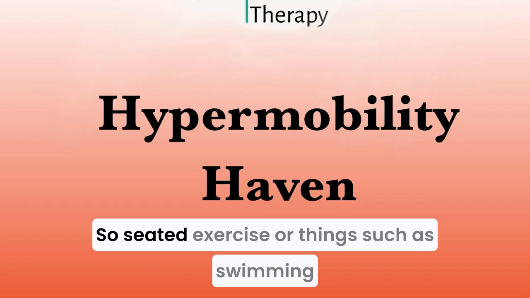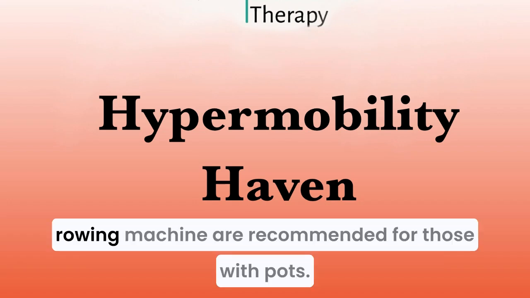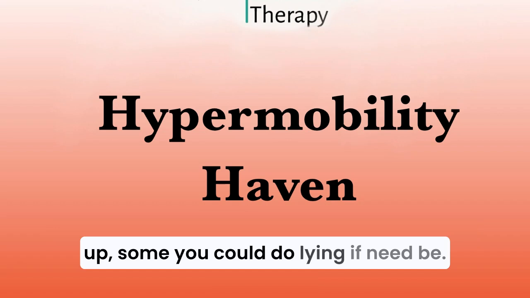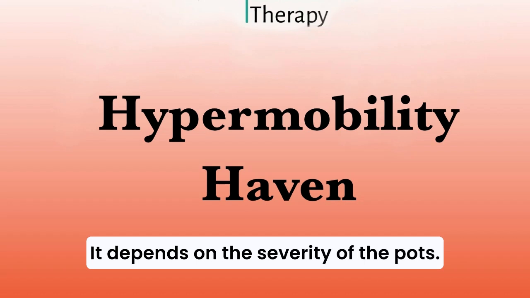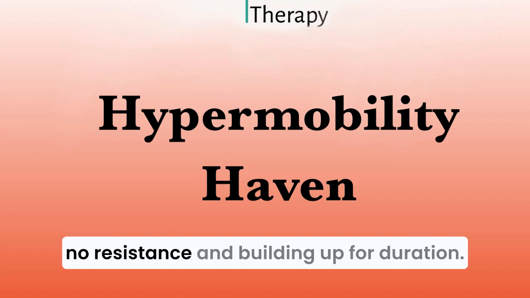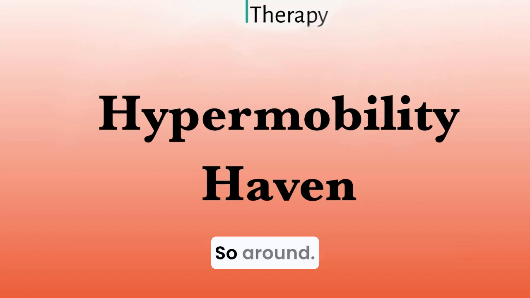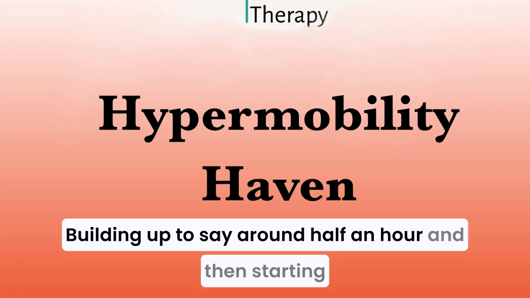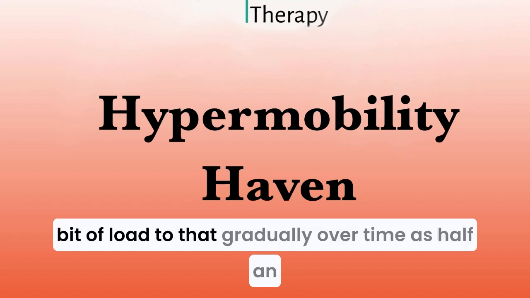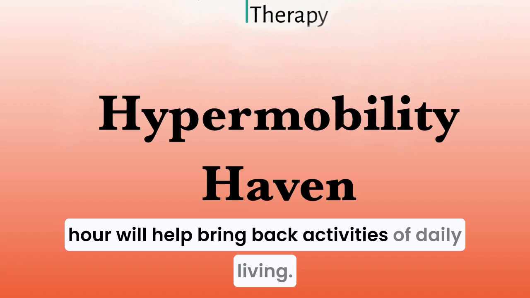So seated exercise or things such as swimming or using a recumbent bike or a rowing machine are recommended for those with POTS, because you're not standing up. Some might be sitting up, some you could do lying if need be. It depends on the severity of the POTS, but it's best to start with little to no resistance and build up for duration, so building up to say around half an hour, and then gradually adding a little bit of resistance or load over time, as half an hour will help bring back activities of daily living.